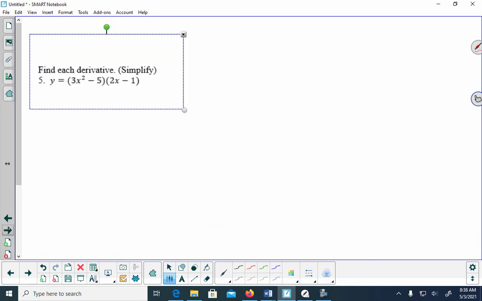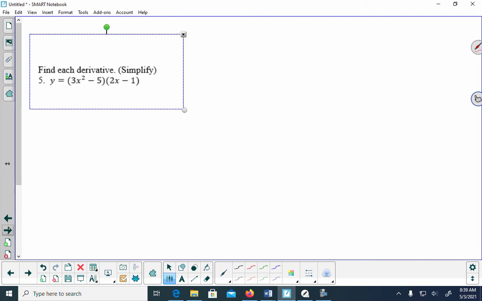Number 5, find the derivative. So again, I'm going to have to use the product rule because I'm multiplying. Now, actually, I am going to use the product rule. I think I'm going to use the product rule. But if I didn't want to use the product rule, then I could FOIL those two out and then just take the derivative using the power rule.